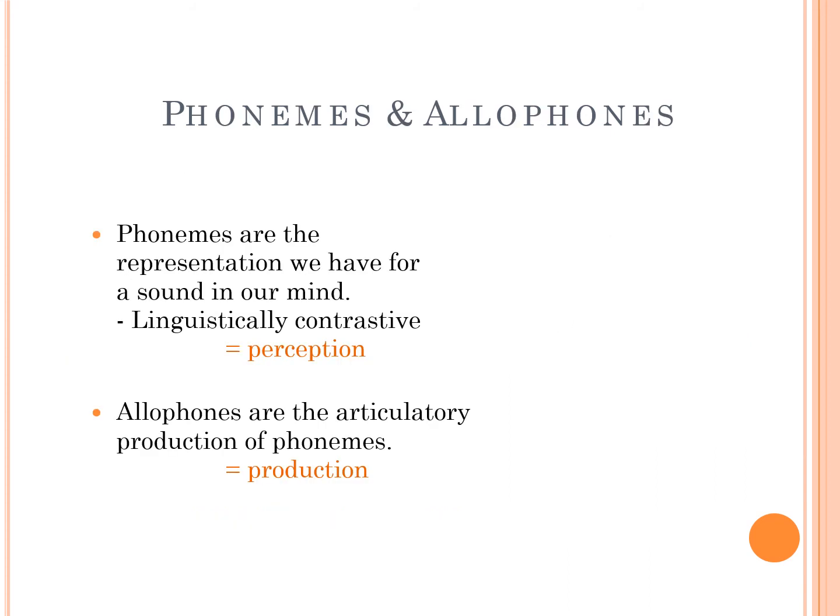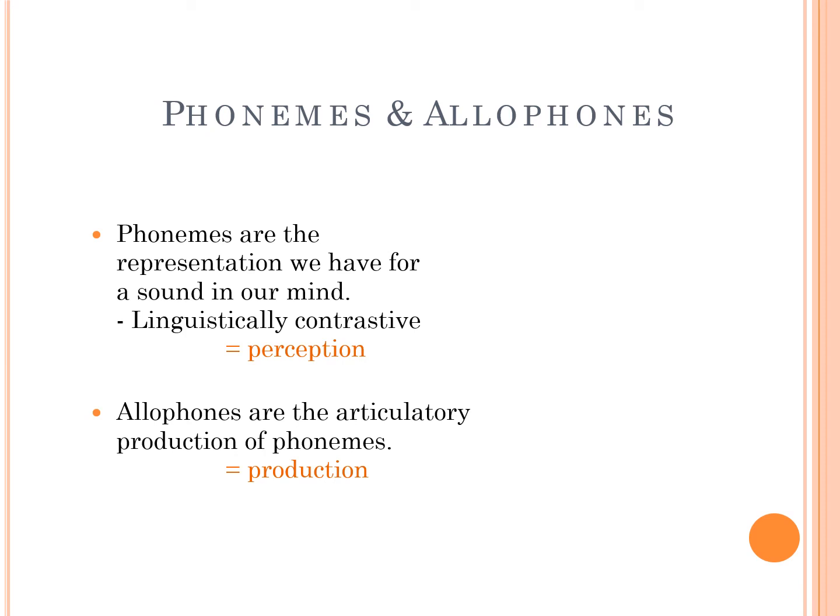So this is another slide. This and the next one are taken from, again, my teaching assistant, AJ Murphy Dillon. She helped me so much with the speech perception lectures, and she added in all of this great information about production and allophones. So phonemes are the representation we have for a particular sound in our mind. As I mentioned before, they are linguistically contrastive. What this means is when I change a phoneme, I change the meaning of the word. And so phonemes are really about perception, right? Our perception of sounds. Allophones are the articulatory production of those phonemes, and they are about the productions of those sounds.